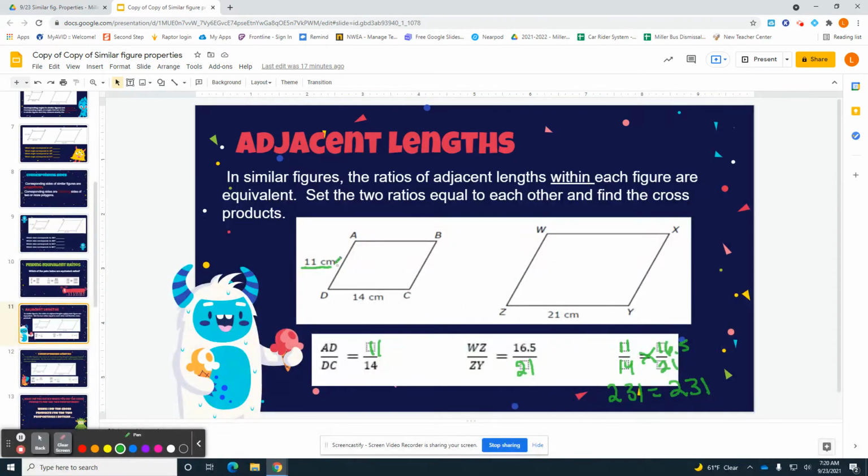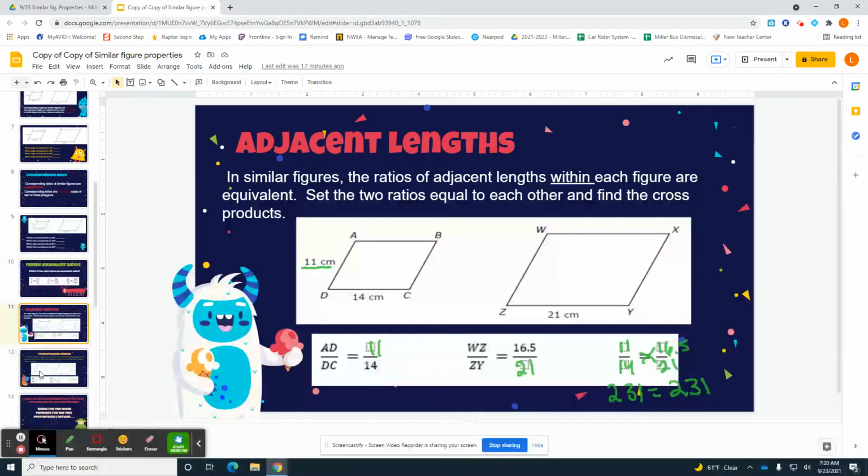So this side is a portion of this side. So you see it increases by an equivalent part. So each side increases by an equal ratio of the previous side.